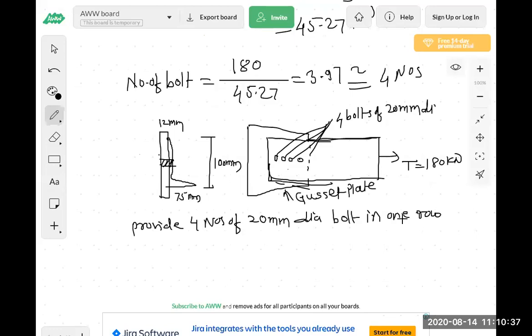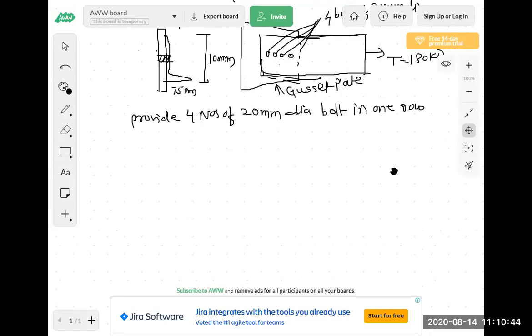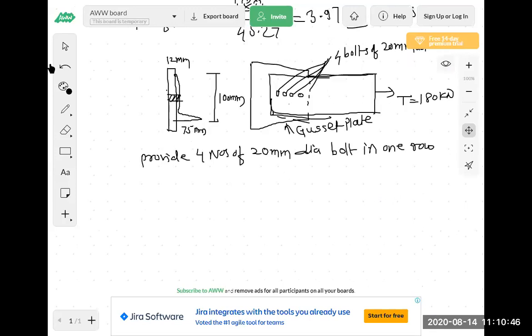So, step number 4 is over. Now we will move towards step number 5. What is step number 5? Calculate design strength.